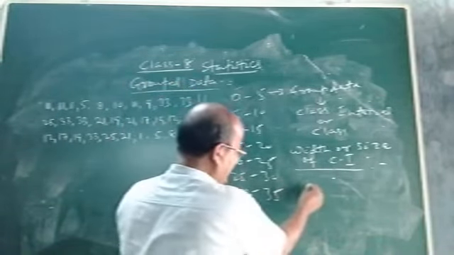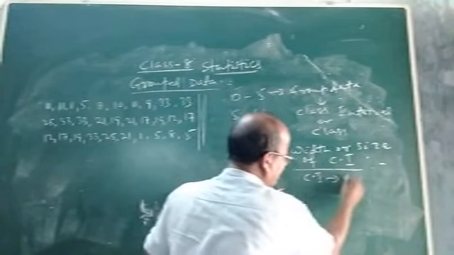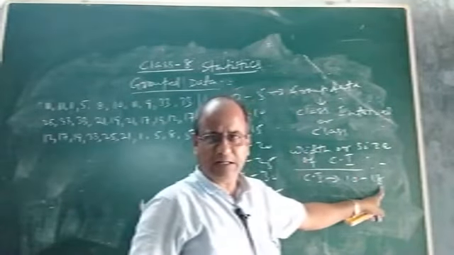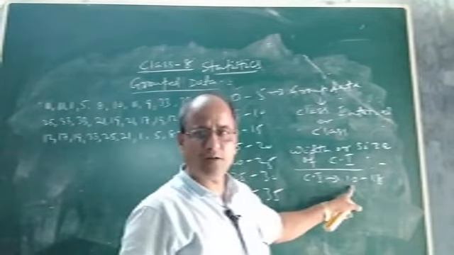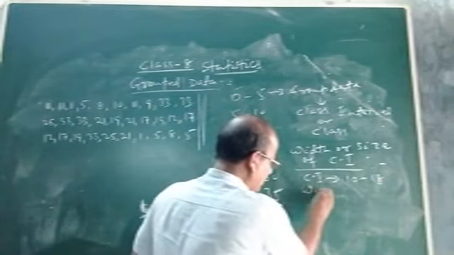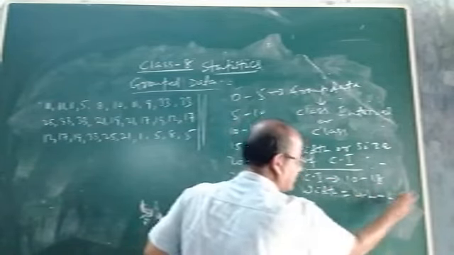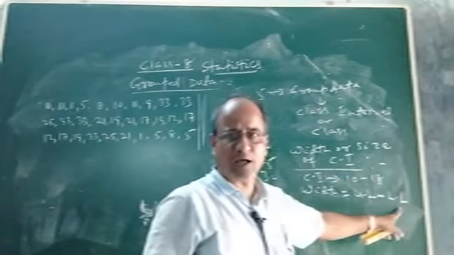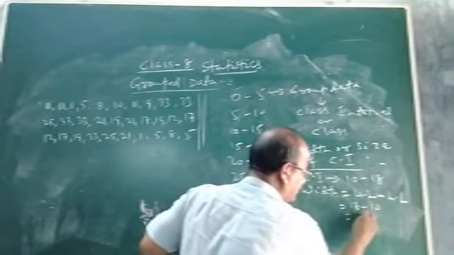Suppose you are given a class interval, say 10 to 18. What is the lower limit? 10. What is the upper limit? 18. So what will be the width? The formula is upper limit minus lower limit. You have to remember this formula. Width or size will be calculated by this formula: upper limit minus lower limit. That means it will be 18 minus 10, which is 8.